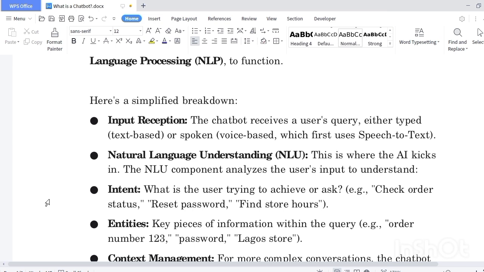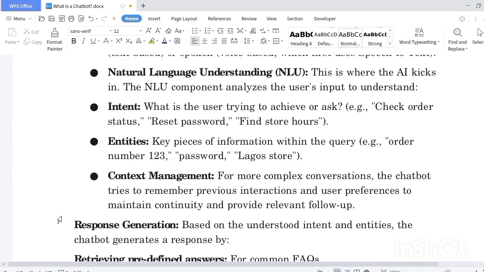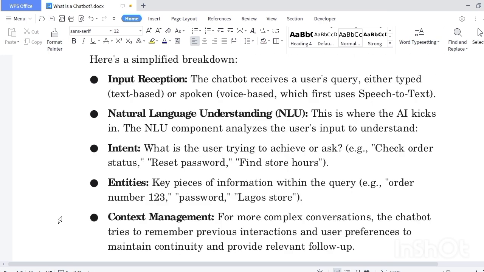Remember, it's going to use a technology called speech to text, STT, to convert that speech into text. It can also convert text back into speech, in case you ask a question that requires a voice output. Natural language understanding here means the AI is able to analyze input to understand the context of what you're saying. So that's the new one.